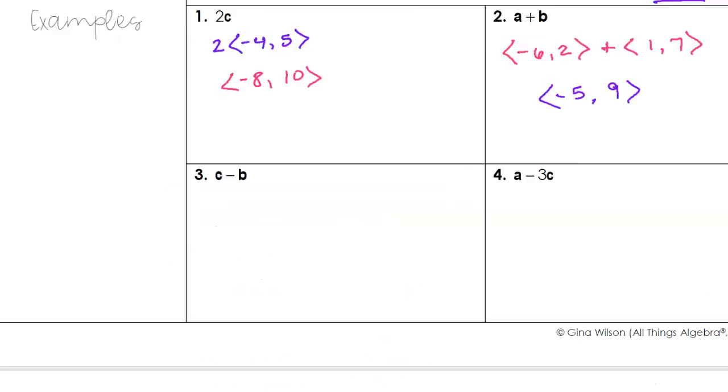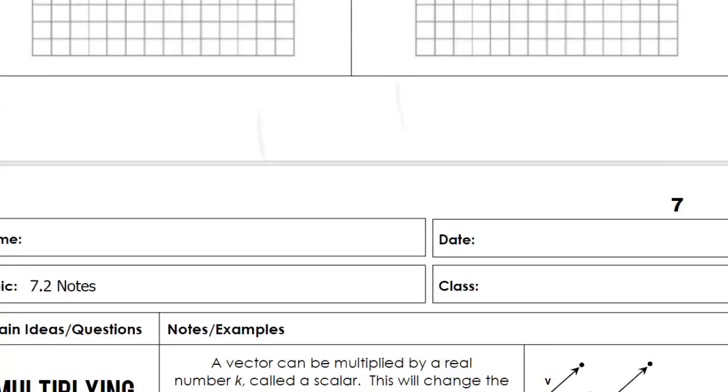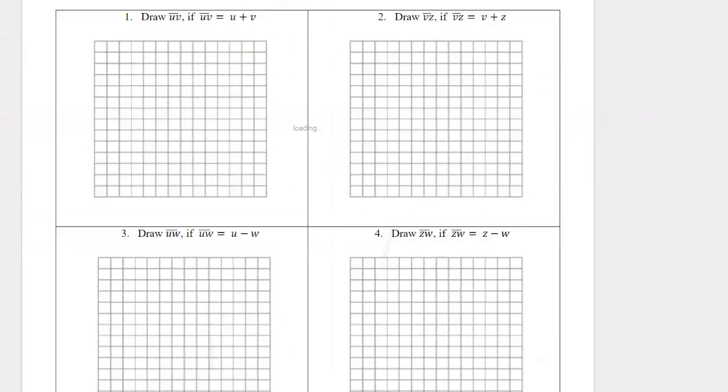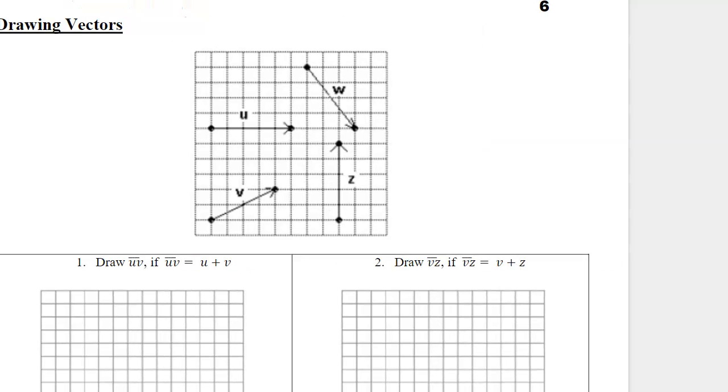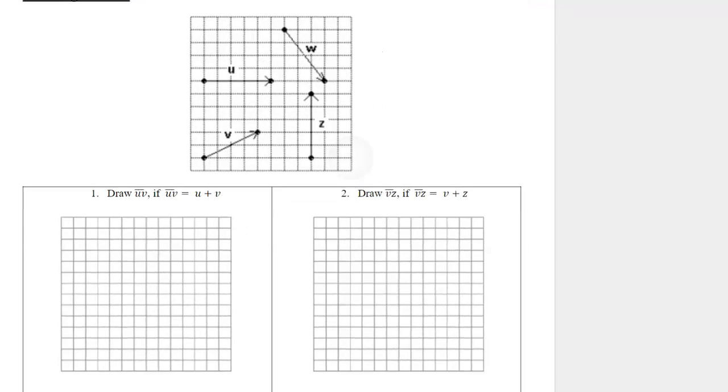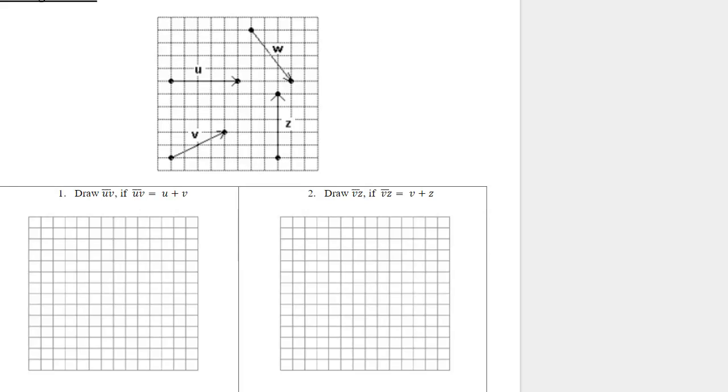Okay. So I want to go back up to the page before 7.2 notes, the page we actually skipped last class, this one right here, where we are drawing vector operations. Instead of algebraically finding addition of vectors, we're going to do it graphically. I'm looking at number 1, and I'm going to take each one of these vectors, u and v, and redraw them on the new graph.